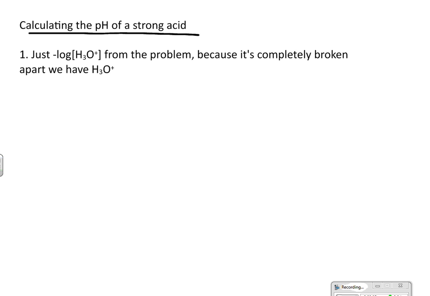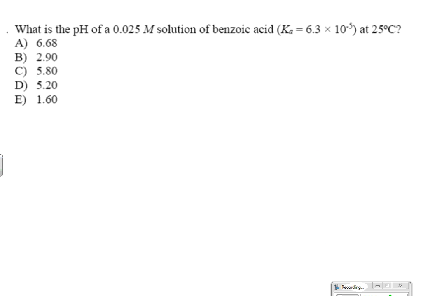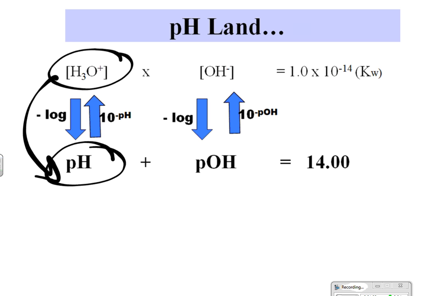All you do is take the negative log of H3O plus from the problem. Why? Because it's a strong acid, we know it's completely broken apart. So when we have the molarity value for it, we automatically have the H3O plus. If you think back to pH land, if I'm given the H3O plus, it's a simple negative log and I get pH. That's what I have to be able to do, right? So on a strong acid problem, it's very simple.